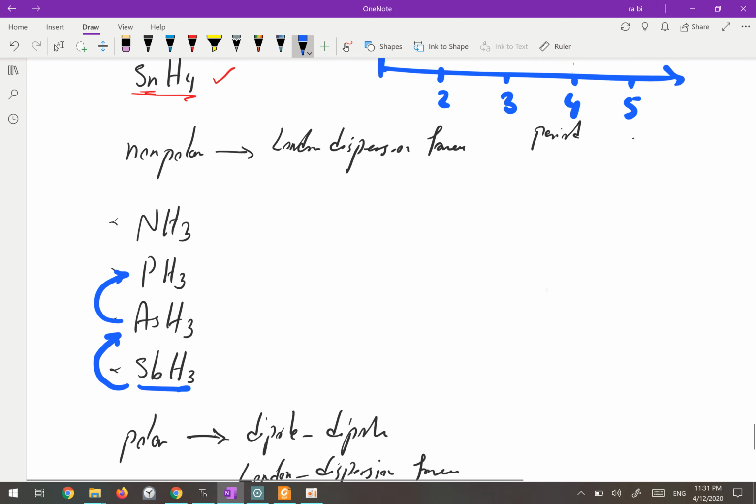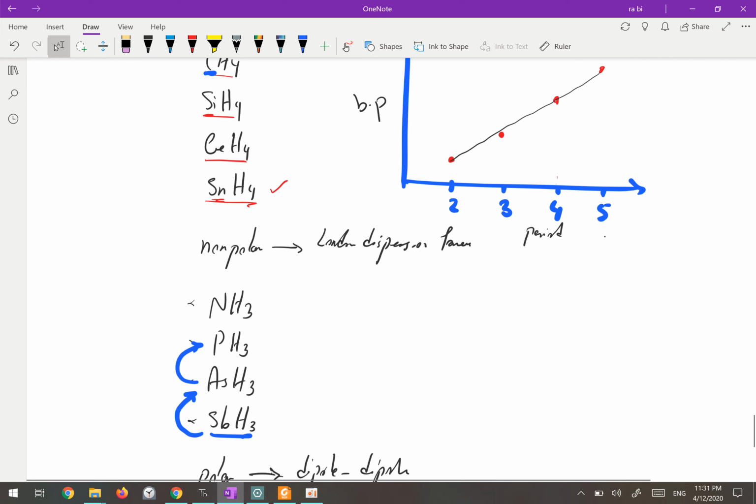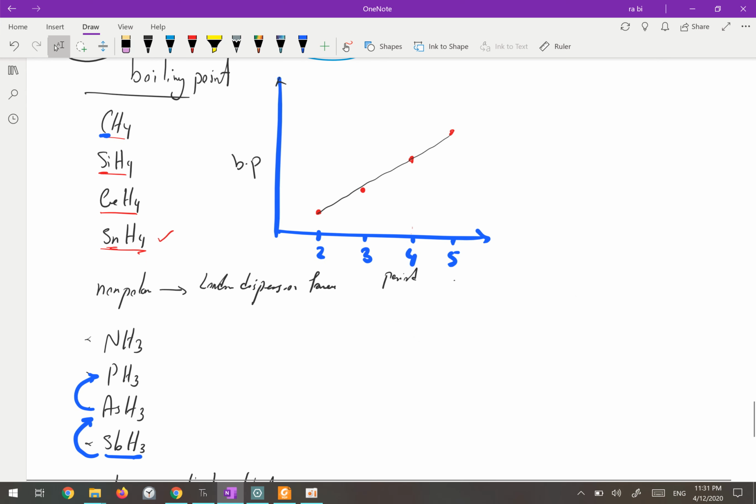So if I want to graph the trend here, the SbH3 must be somewhere here, for example. So let me delete this one. Okay, and AsH3, because its London dispersion force is weaker, it must be here. Then PH3. For NH3, we expect it to be less than the others. So we expect that the trend would be something like this.